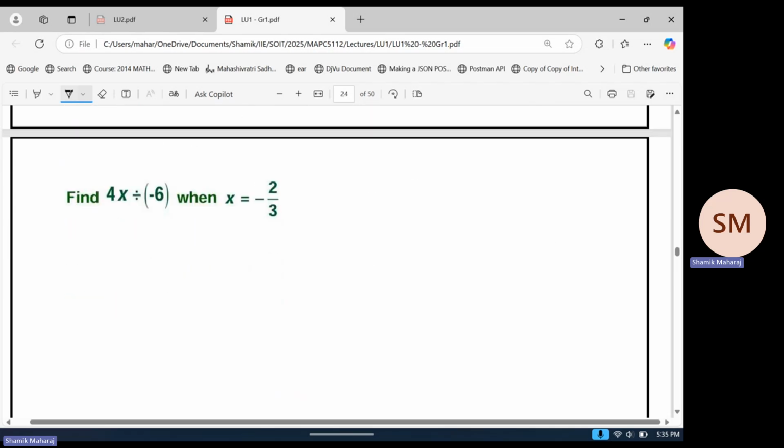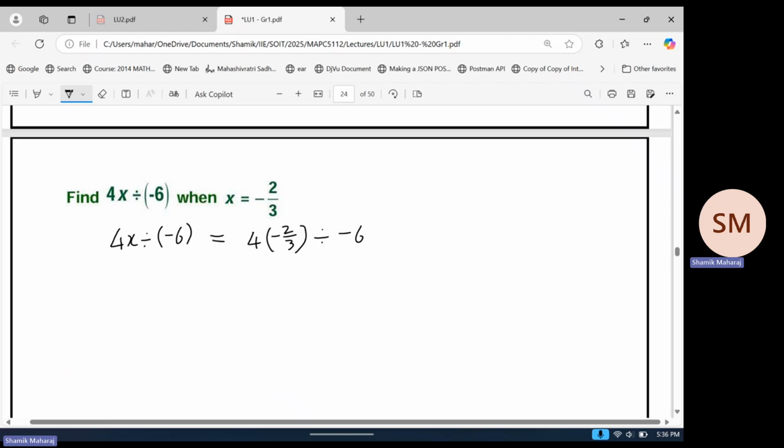This first one, I want to show you guys what to do when there's a division and you also need to substitute. So in this example here, the substitution is the first part, and then after that it becomes a usual problem where we convert division into multiplication and invert the second fraction. So here we have 4x divided by -6, where first we substitute. So x is given by -2/3.